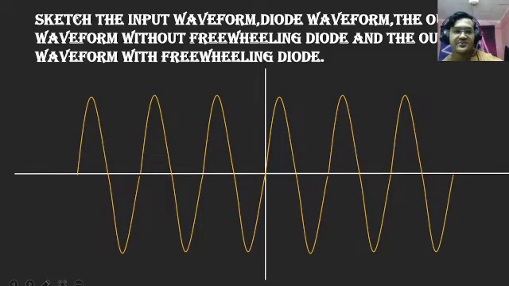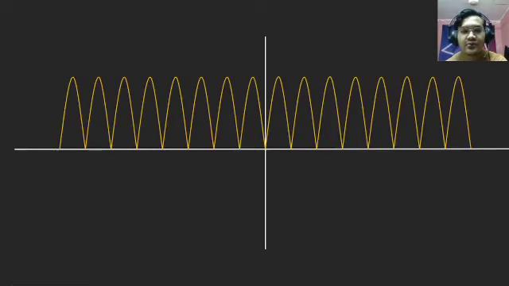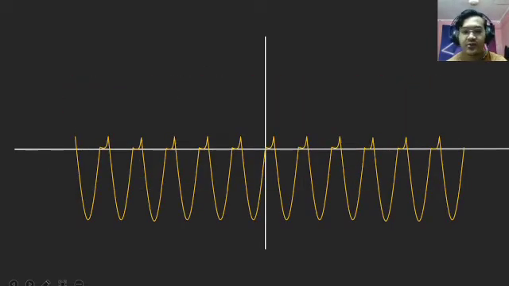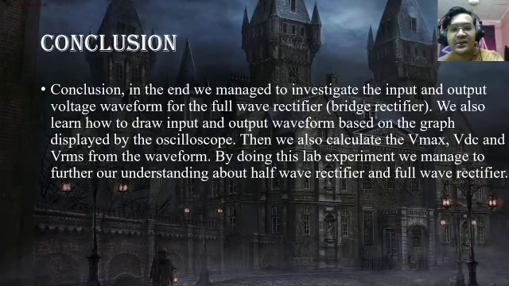This is my sketch of the input waveform, diode waveform, the output waveform without the freewheeling diodes, and the output waveform with the freewheeling diodes. This is drawn in the presentation PowerPoint, not by hand. The second, the third, fourth, and fifth.